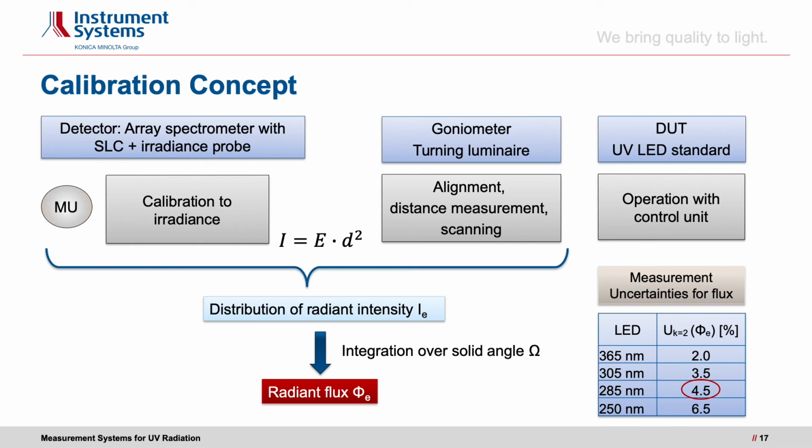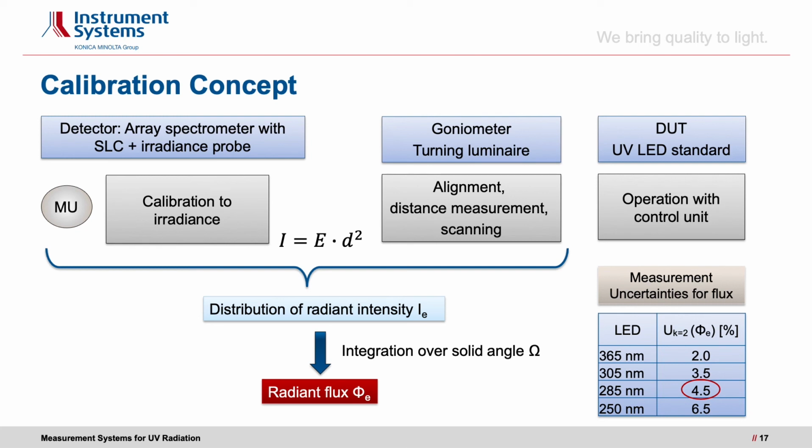The goniometer, in this case the turning luminaire, was used to move the sample in the whole half space. The alignment of the goniometer, the measurement of the distance, and the scanning procedure of the goniometer itself also introduce a certain amount of measurement uncertainty in the budget. The DUT itself, the UV LED standard, is operated with a special control unit, and it will have a measurement uncertainty as well.